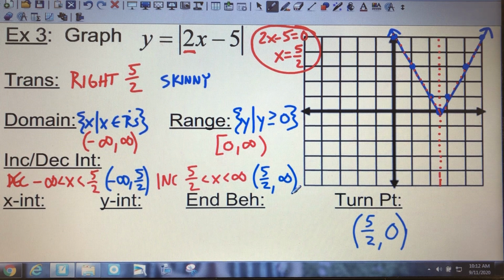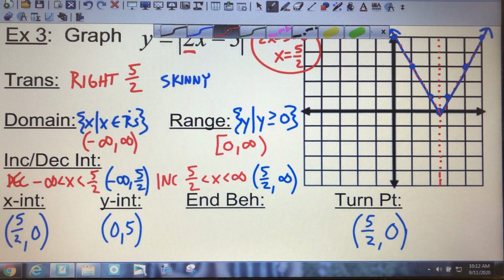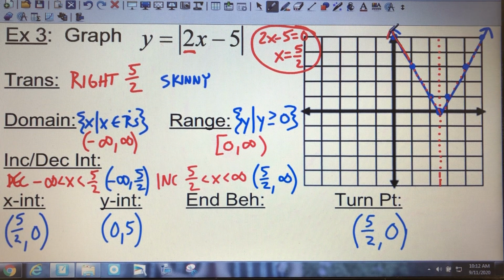All right, so the x-intercept, it touches at (5/2, 0). Remember, that's your zero of the function. The y-intercept is (0, 5). That's where it touches the y-axis. Your end behavior: as we go to the left, x is getting smaller, y is getting bigger.